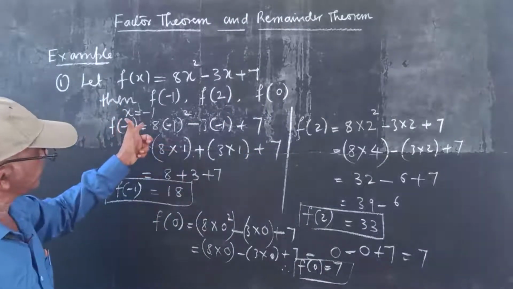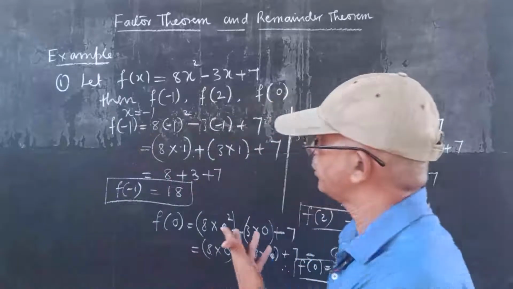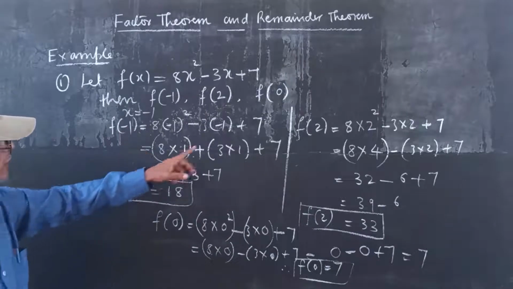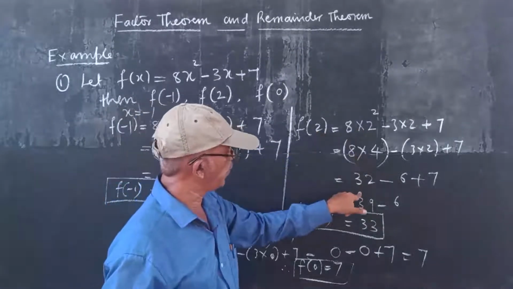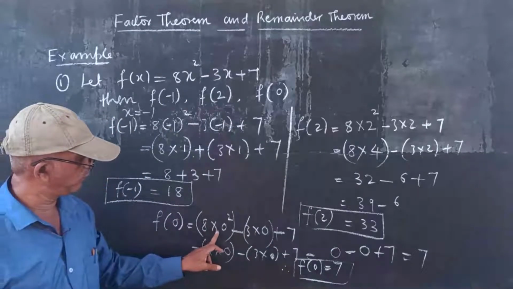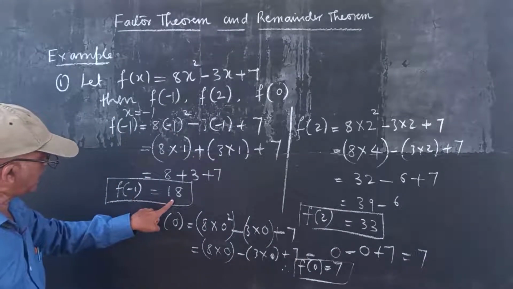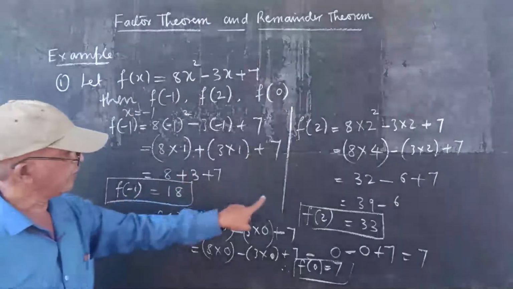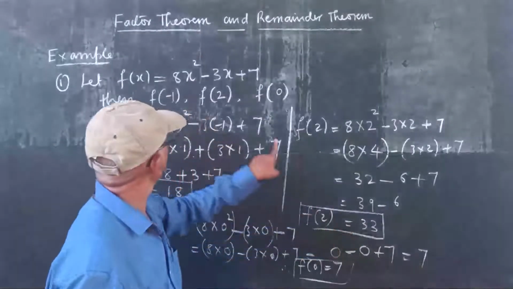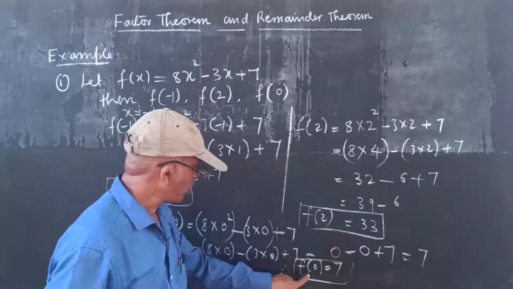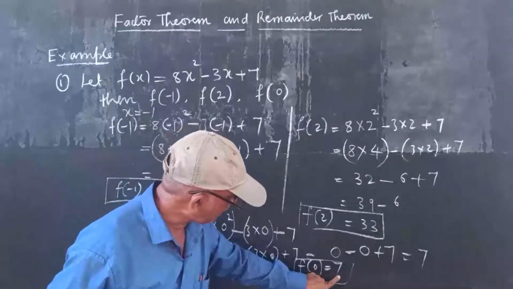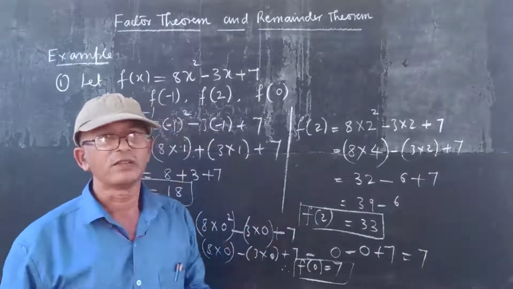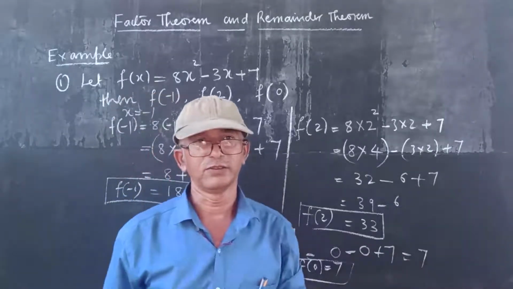So what we are using here is the concept of substitution. x is replaced by minus 1 in the first problem, by 2 in the second problem, and by 0 in the third problem. So 18 is the value of the polynomial f of x at x is equal to minus 1, 33 is the value at x is equal to 2, and f of 0 is 7, the value at x is equal to 0. These are the three examples for the first case.